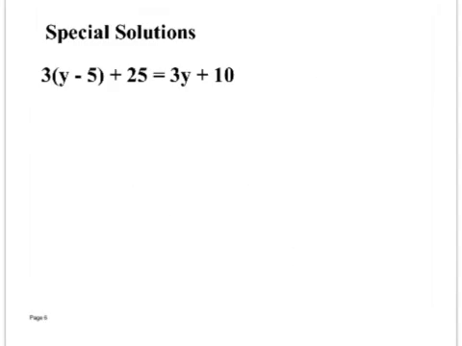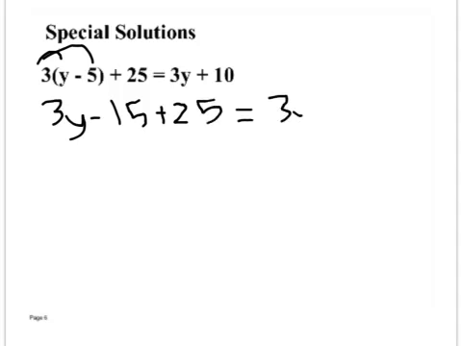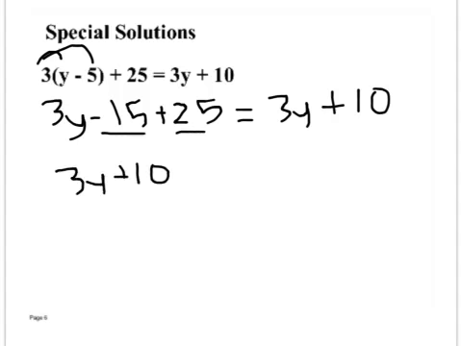All right, write this problem down. This is a special solution, so it's going to have something you're not used to. All right, so what I first do is distribute the 3. Give me 3y minus 15 plus 25 equals 3y plus 10. I add my like terms here. So I get 3y plus 10 equals 3y plus 10.